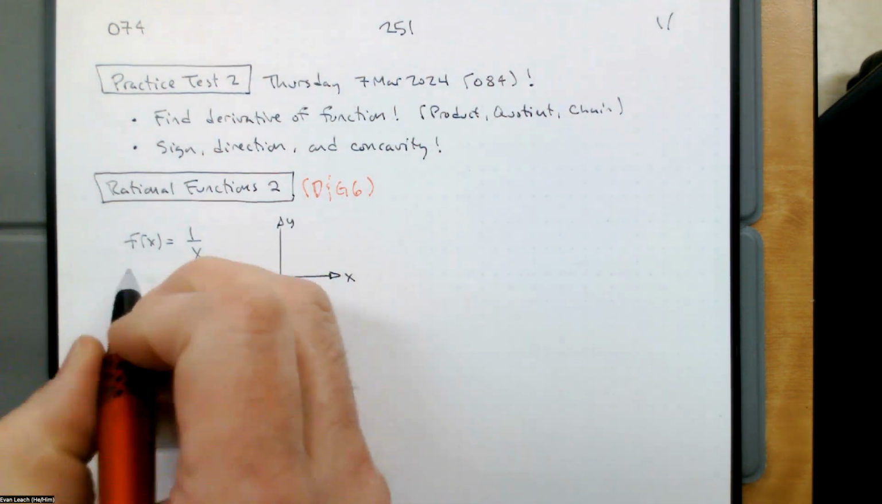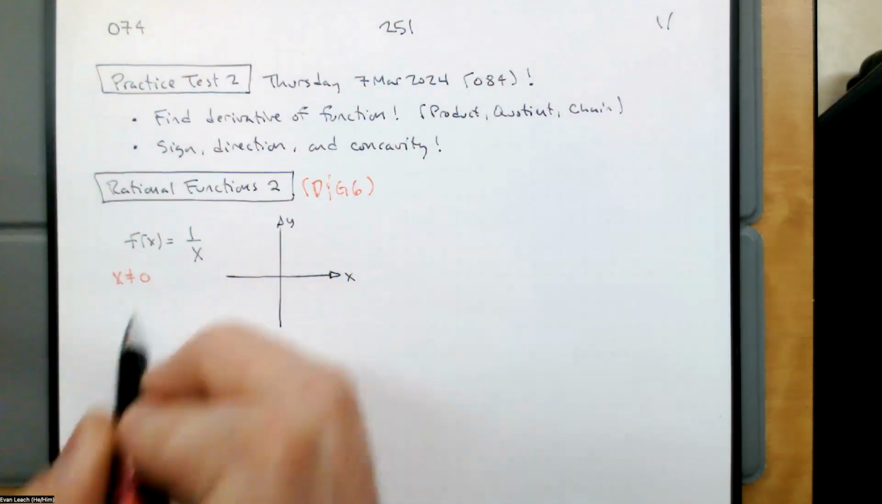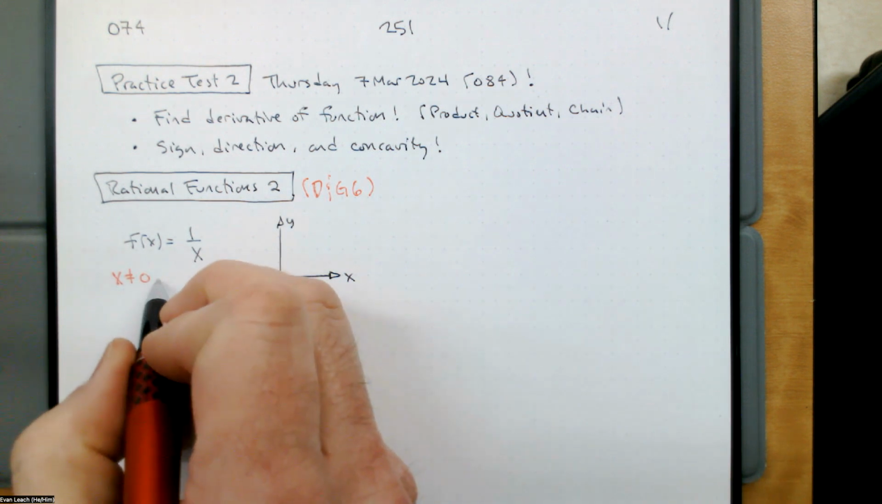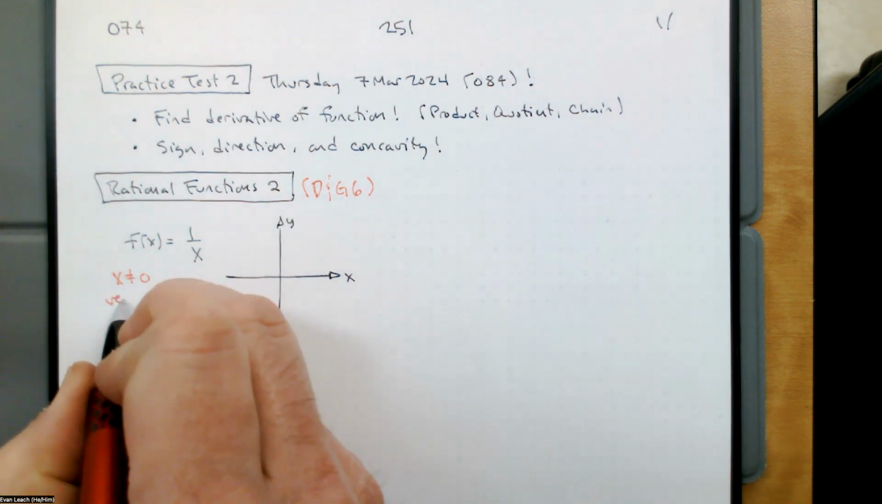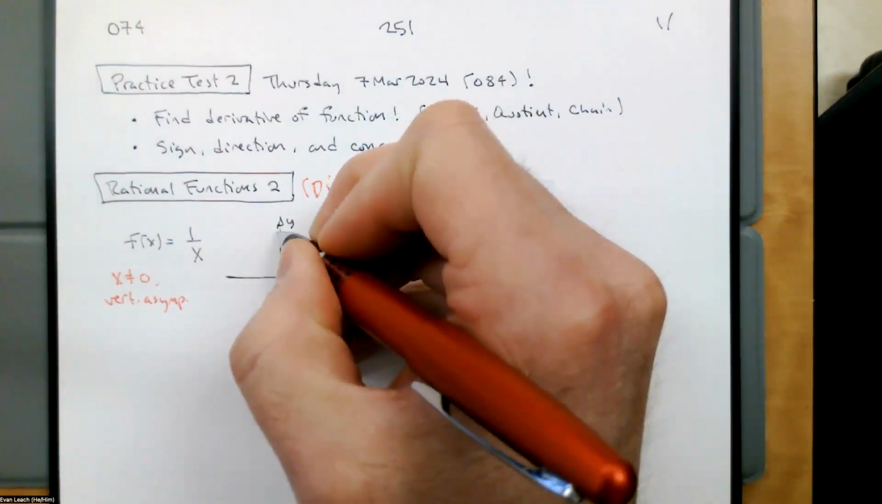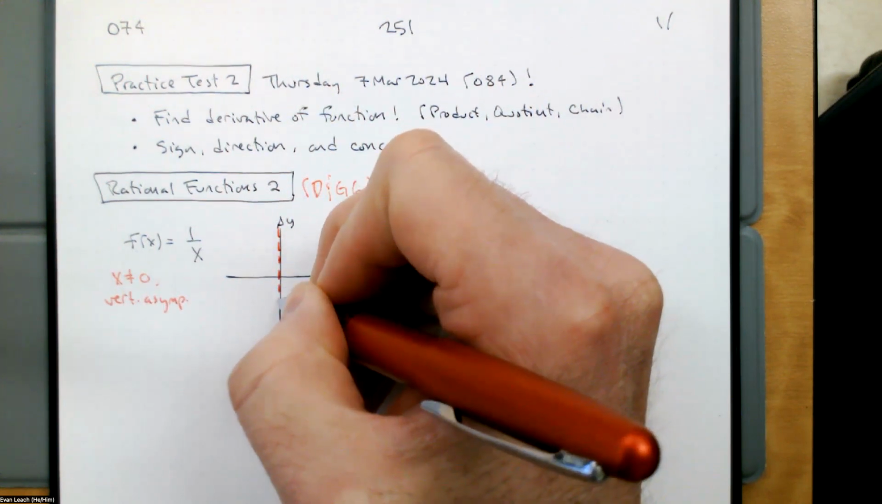So the first thing that we notice is that x can't be zero. That's a zero of the denominator. And in this case, since the x doesn't cancel out, we have a vertical asymptote at x equals 0. And we indicate a vertical asymptote with a dotted vertical line.